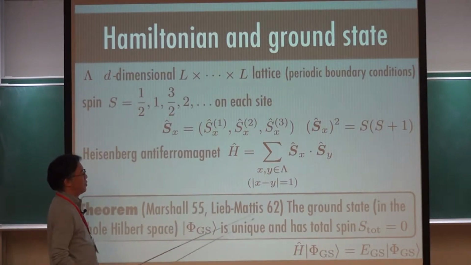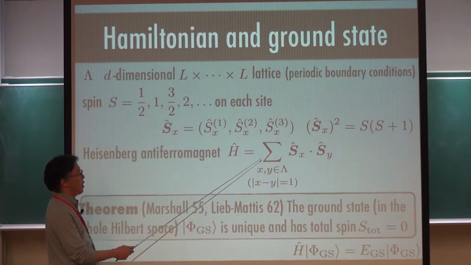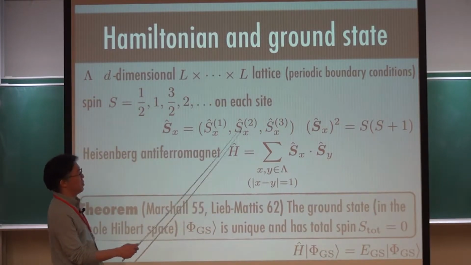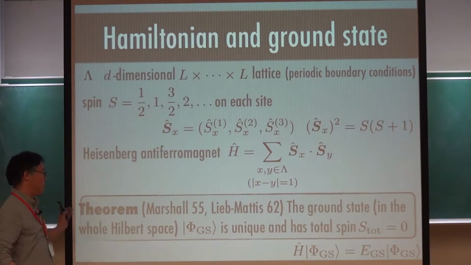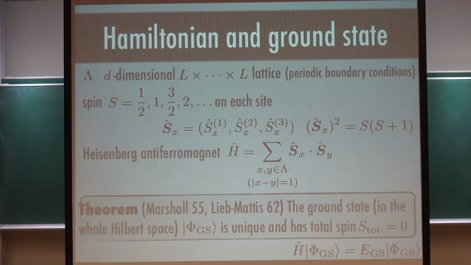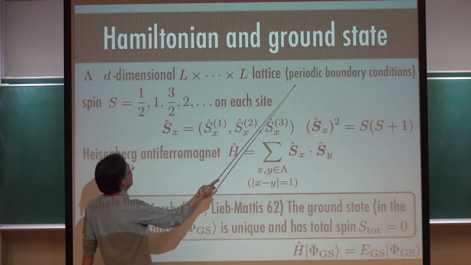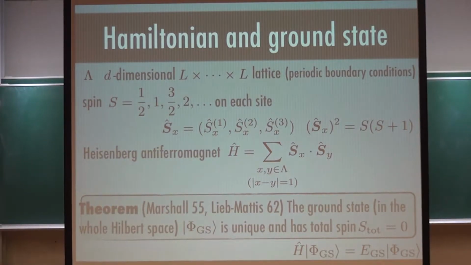So again, you sum over nearest neighbor pairs, but now this is an antiferromagnet. We don't have a minus sign here, so spins want to point in the opposite direction. So we are interested in the ground state property of this. Okay, in dimensions, I didn't write this, but dimension is greater than or equal to 2.